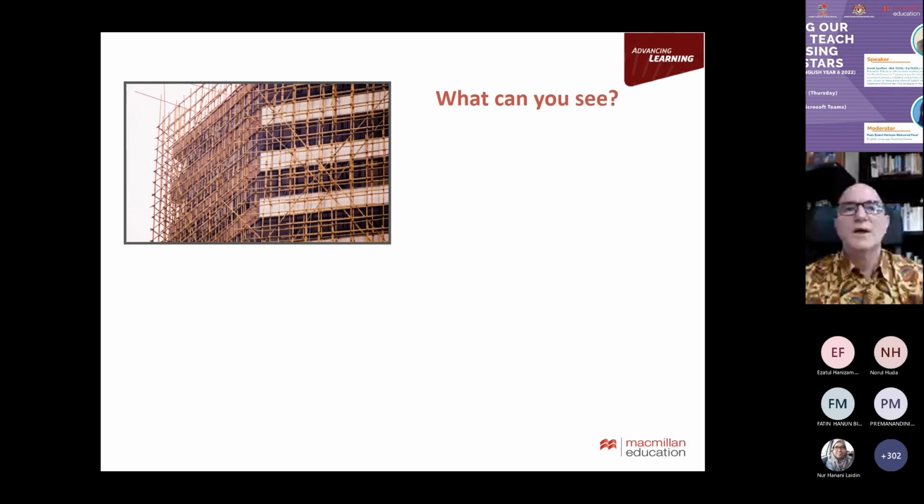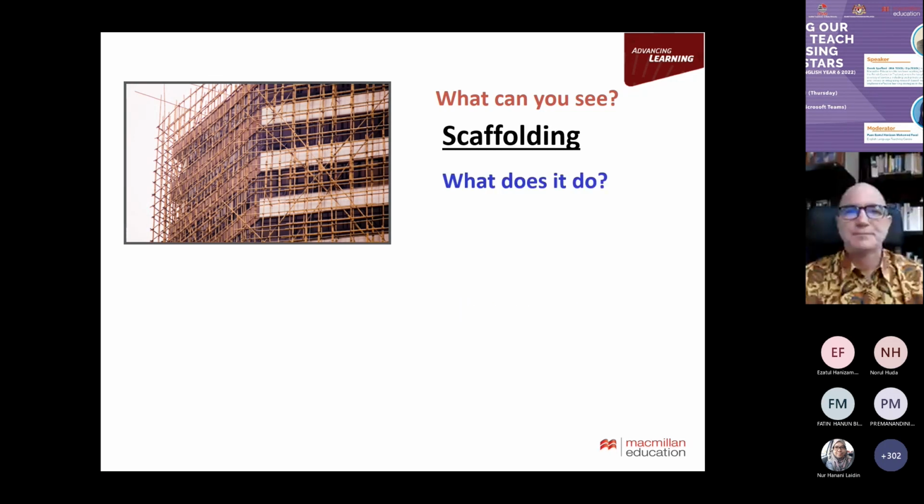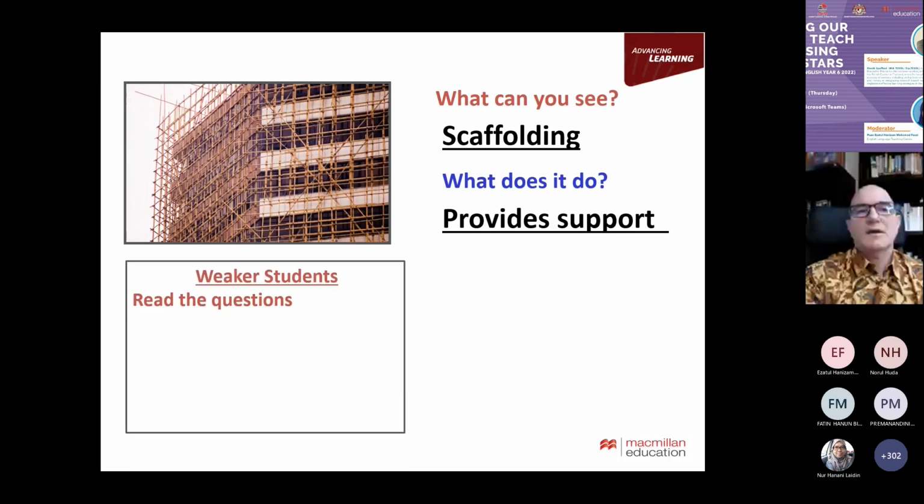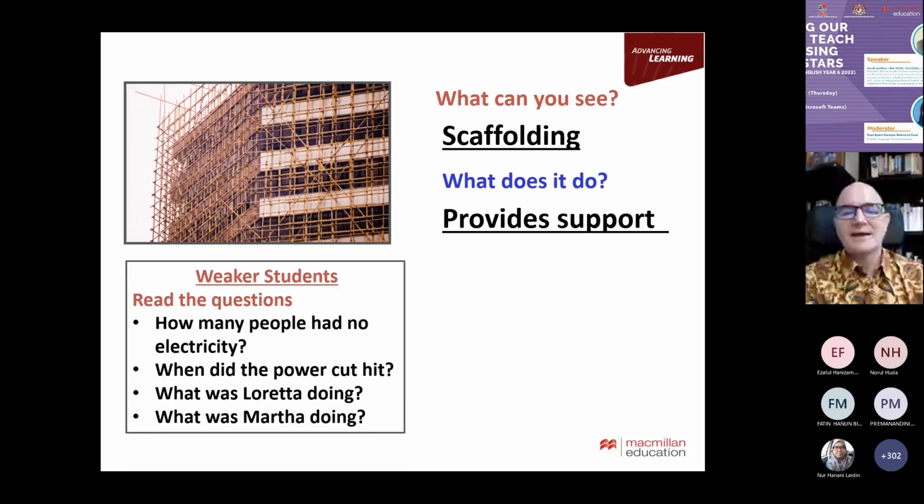So what we need to do is scaffold. We need to help our students to do this activity. Scaffolding, we all know, provides support for our learners. So if I'm going to do this in the classroom, I've already read the text. I've written out the questions that I think would be good to ask, and I'm going to give them to students. With my weaker students, I'm going to give them the questions. They will have a sheet of paper with the questions already written.